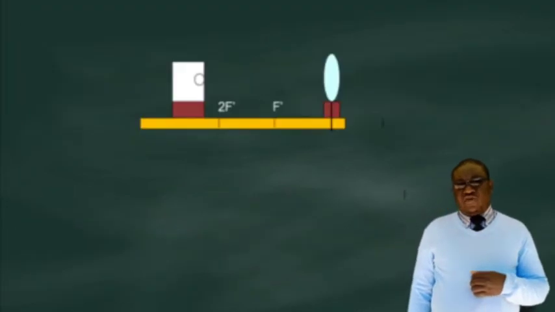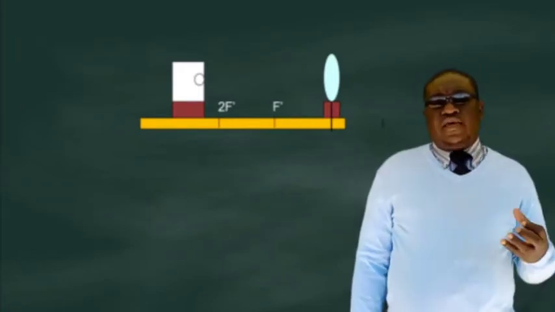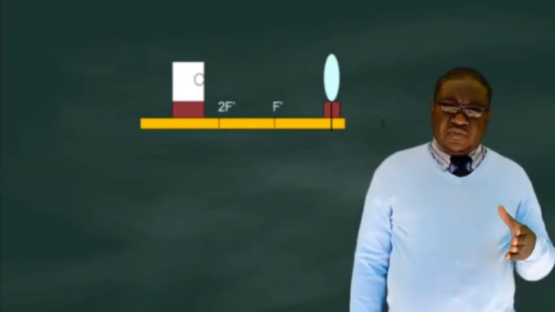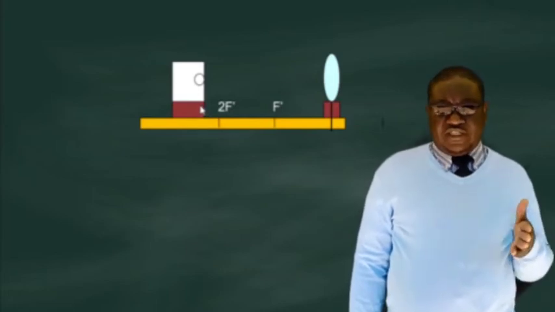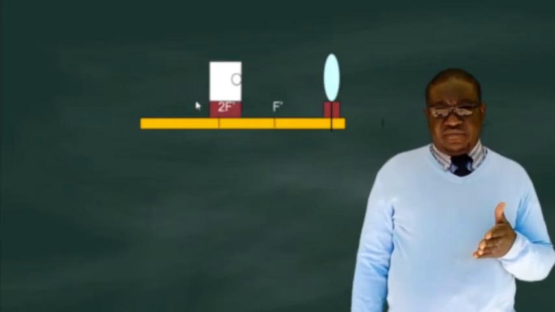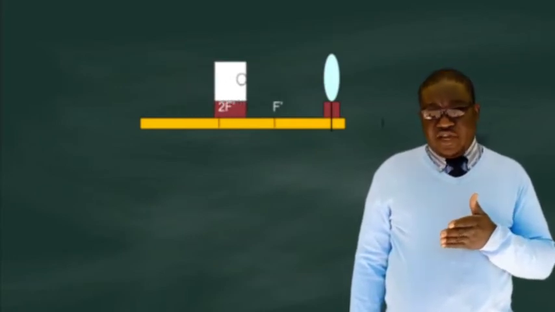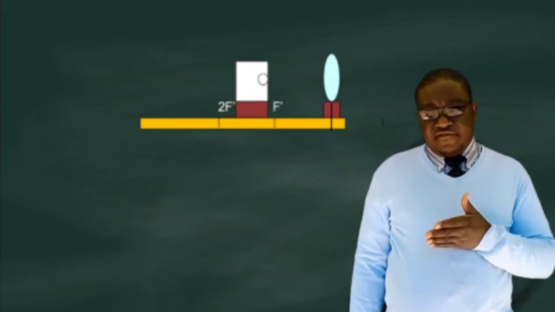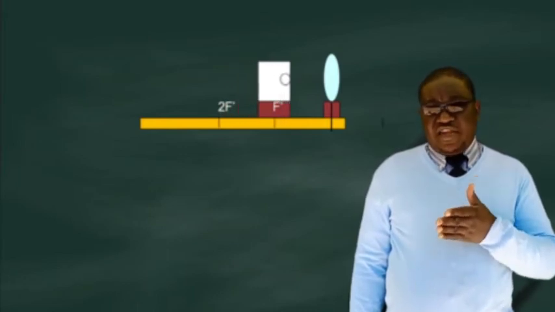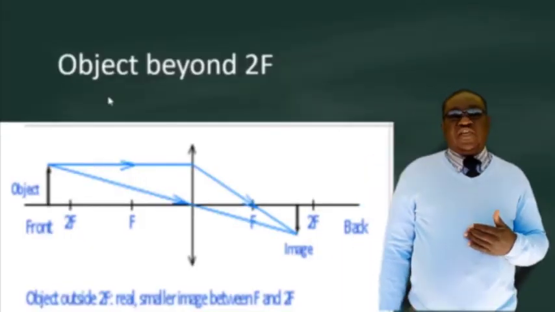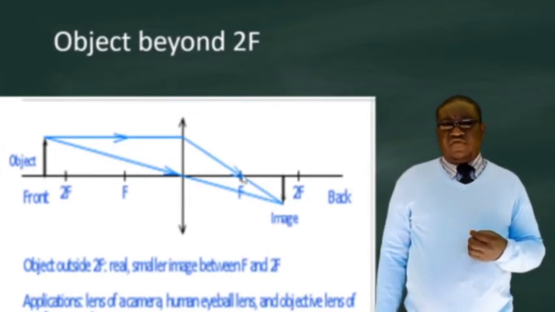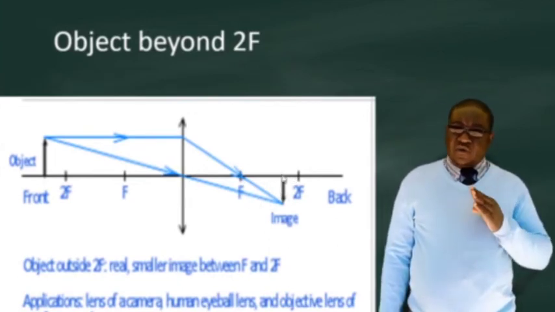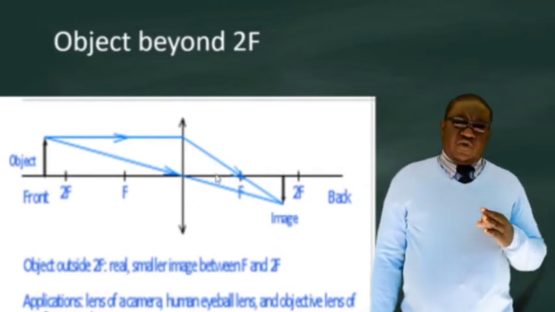Now, in this animation, we are going to go through how images are formed when the object is placed at different points. For example, the object is placed beyond 2F first, then at 2F, between F and 2F, at F, and then between F and the optical center. So we're going to start off with the object beyond 2F. As you can see, the image that is formed is smaller than the object, and it is at a distance of between F and 2F. Okay, so that's how you describe the image that is formed by a convex lens.